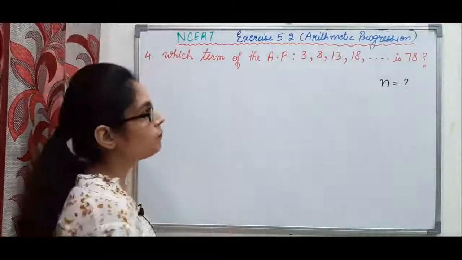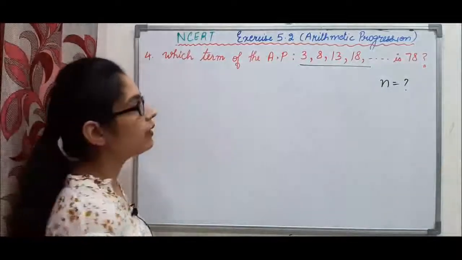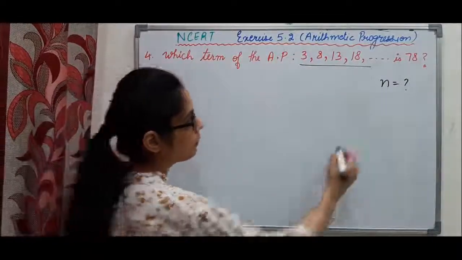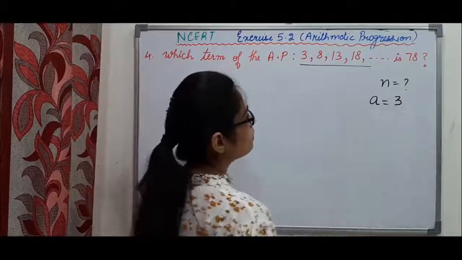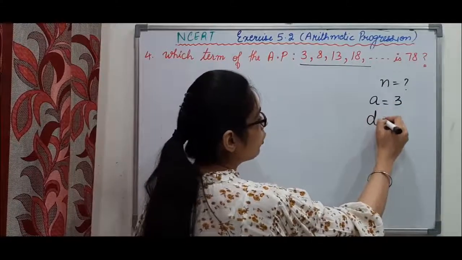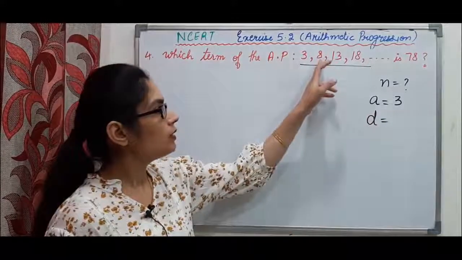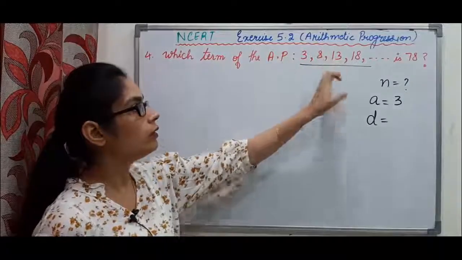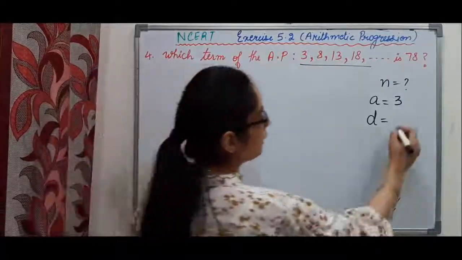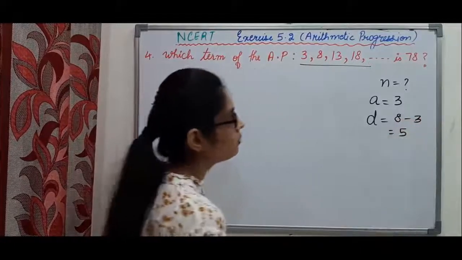From this sequence we can get the value of a and d. a is the first term, that is 3. So a is equal to 3, and d is the common difference, which we can find using any two terms: successive term minus previous term, either 8 minus 3 or 13 minus 8. So we will get 5. So the common difference is equal to 5.